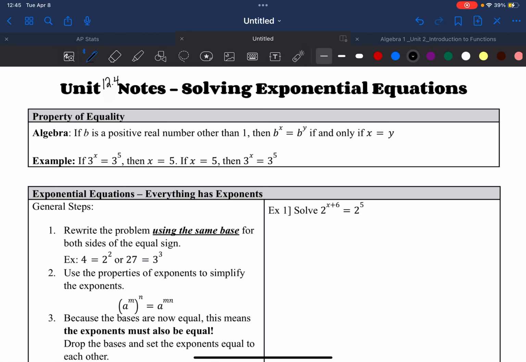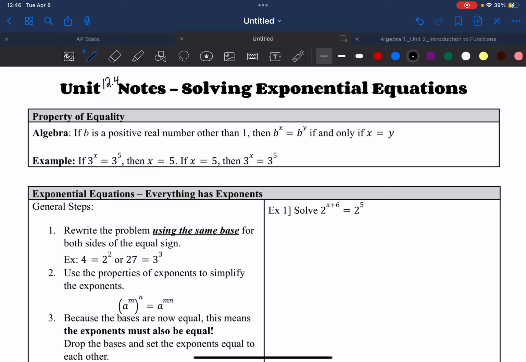Okay, this is solving exponential equations. So first we're going to talk about the property of equality. It says if b is a positive real number other than 1, then b to the power of x is equal to b to the power of y if and only if x equals y. What this is saying is that if our bases match, we can cancel them out and bring down the exponents.